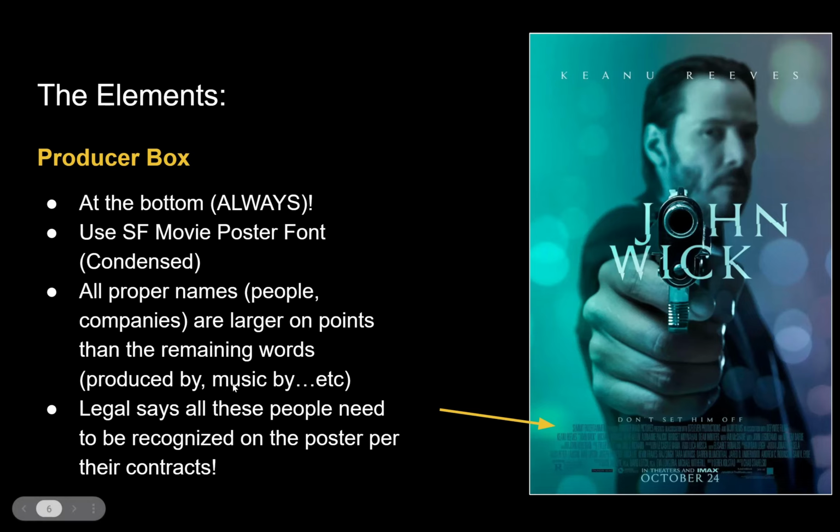Typically, you will see all proper names, like the name of the company or like Keanu Reeves' name down here, all in capitals, and they're larger than the words that link them together, like starring or director or produced by. Those words are smaller in point size, but the people's names and the company's names are always going to be a slightly bigger font size.